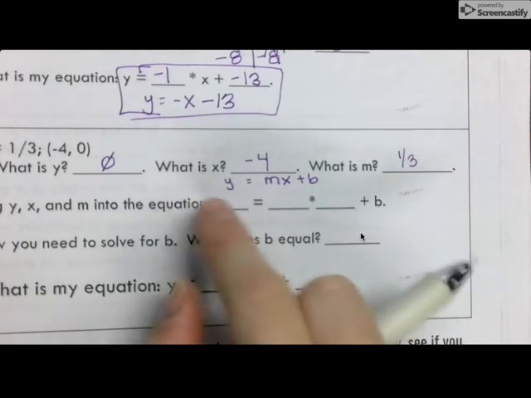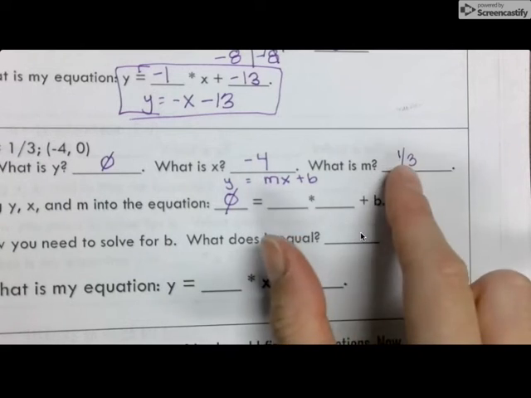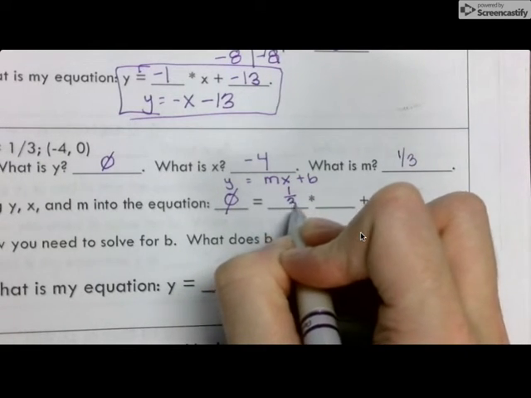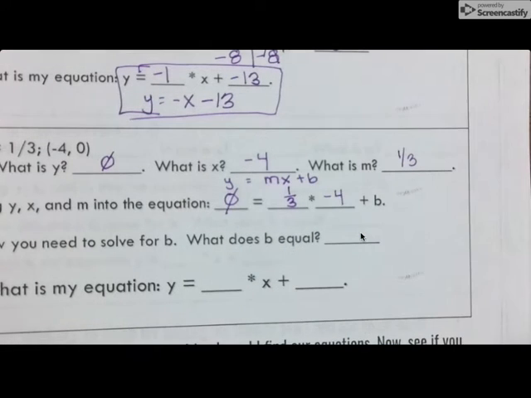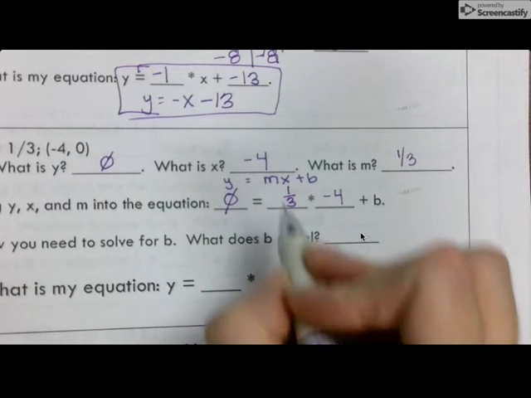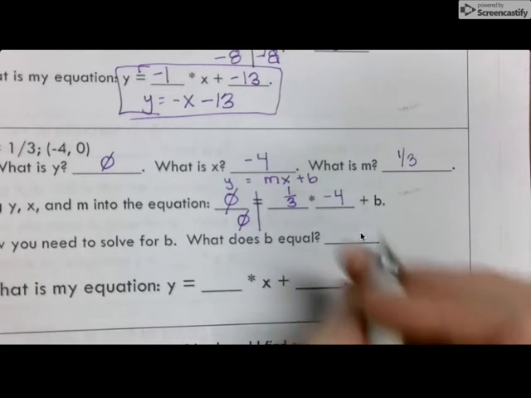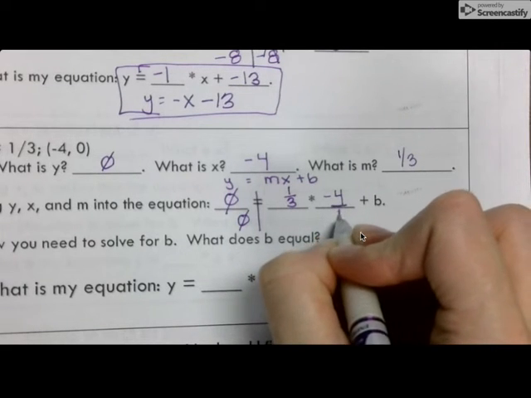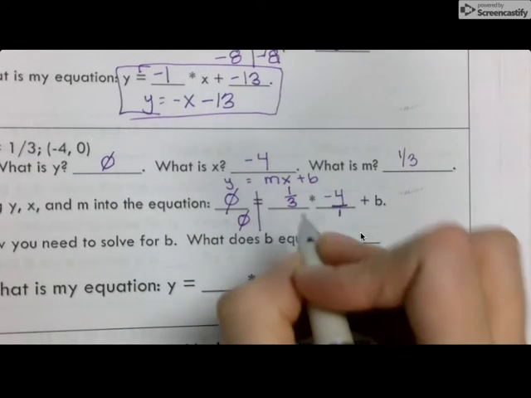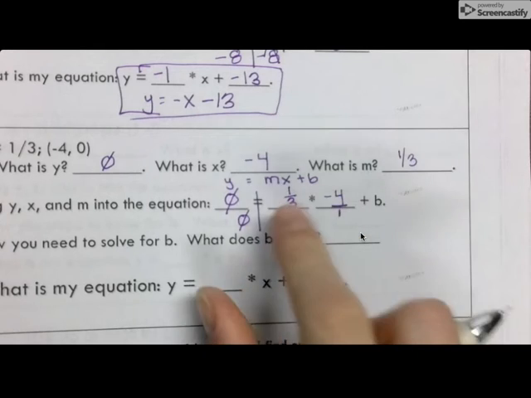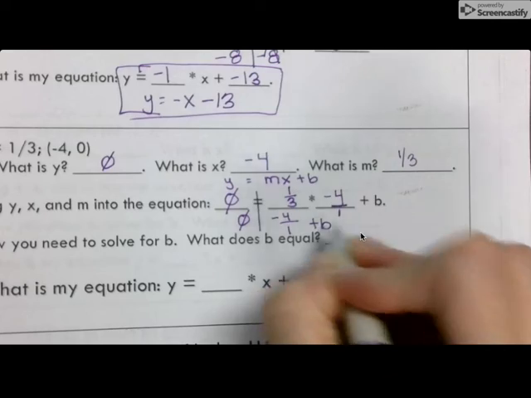So where y is, I'm going to put the number that goes with y. In place of m, I'm going to put the number that goes with m. In place of x, I'm going to put the number that goes with x. And then I'm going to solve. For those of you who don't remember how to multiply fractions and whole numbers, just like we've talked about, this has an invisible 1 on the bottom of it. So 1 times negative 4 is negative 4. 3 times 1 is 3. And that's going to be plus b.